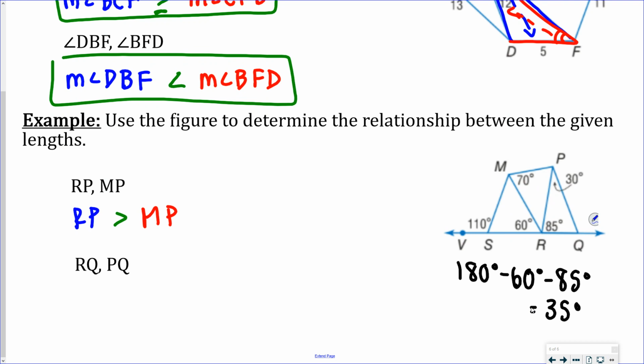RQ is across from the angle measure 30 degrees. How can we compare that to PQ? And you can't just say, oh, PQ looks like it's longer. No. That one's across from an angle measure of 85 degrees. So PQ would be the longer side, meaning RQ would be less than PQ. That's it. Not bad, right?